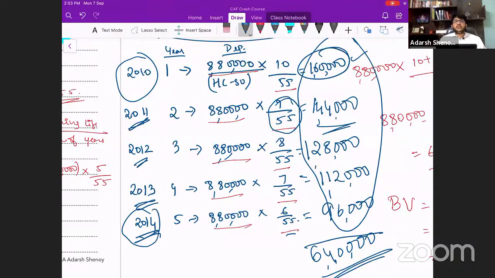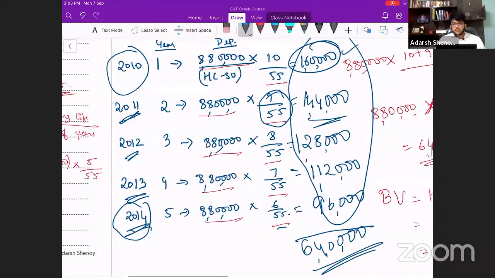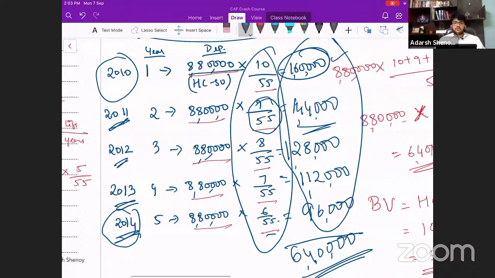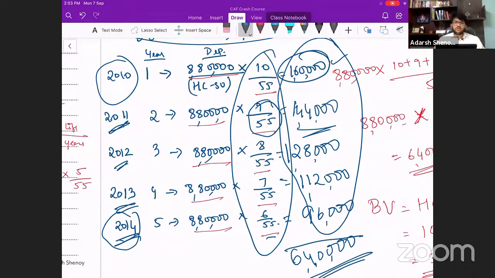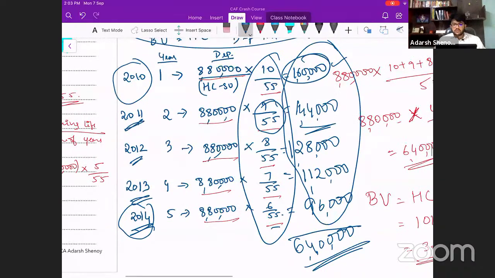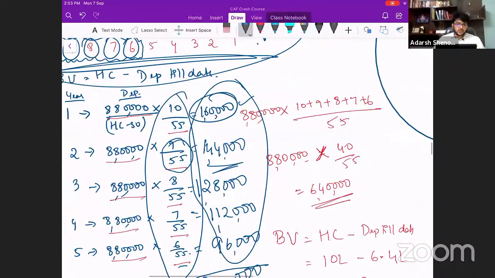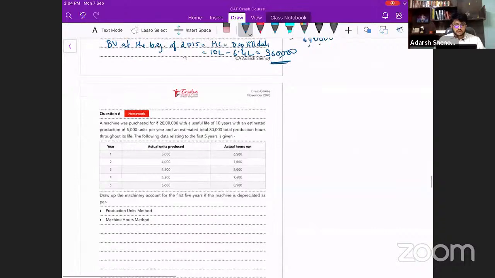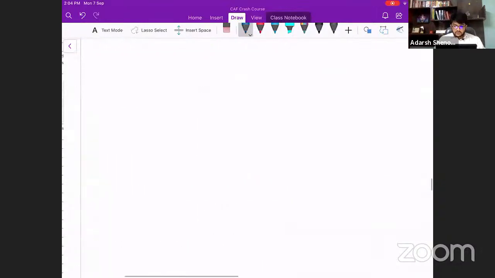Instead of calculating one by one, what did we do? We directly summed up the numerators and calculated the total. You can do it like that also. This is the shortcut, something you can do mathematically. Anyway, that was about the sum of years digits method.